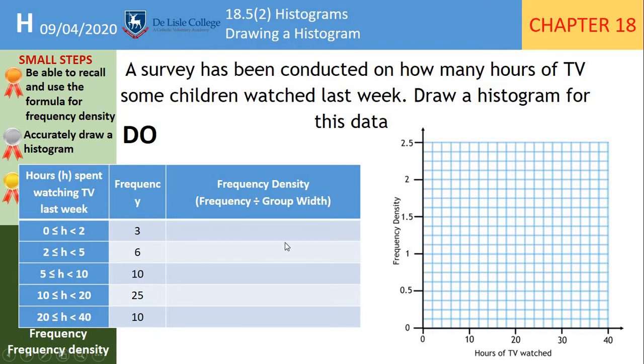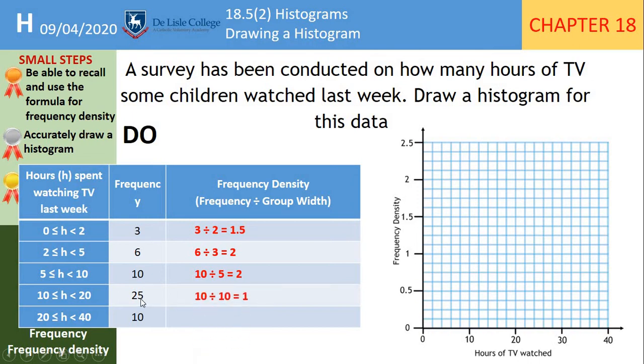So the first thing you should have done was work out the frequency density. Remember, this is the frequency divided by the width of the group. So for the first one, you should have done 3 divided by 2 and got a frequency density of 1.5. For the second one, you should have 6 divided by a width of 3 to get a frequency density of 2. For the third one, you should have done 10 divided by the class width from 5 to 10, which is 5. So 10 divided by 5 to give a frequency density of 2.